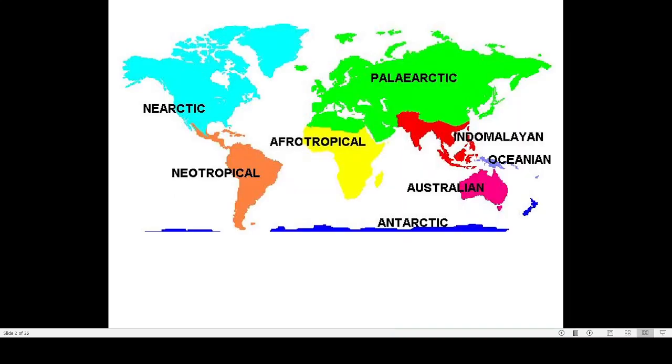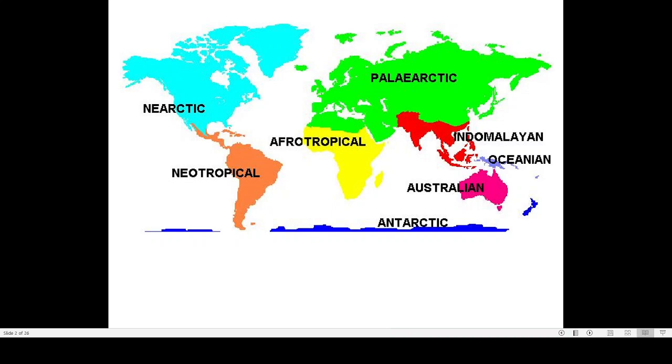Here you can see the extent of different realms of the world. You have the Nearctic realm here, the Neotropical here, and this Afrotropical, otherwise Ethiopian realm, here. You can also see the Palearctic, the largest realm in the world, followed by the Oriental realm, otherwise known as the Indo-Malayan realm, then the Australian realm, then Antarctic and Oceania. These last two realms are not included in your syllabus, but you should still have an idea about the Oceania realm as well as the Antarctic realm.